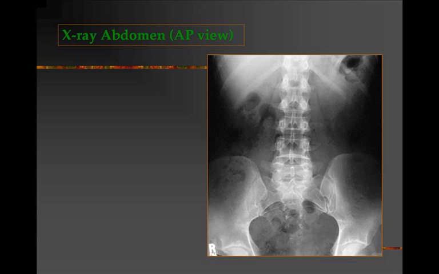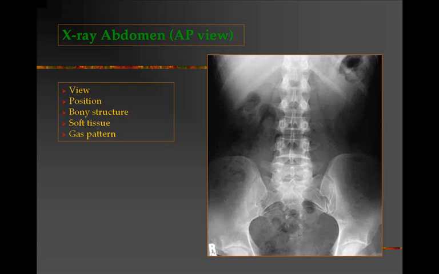As mentioned in previous modules, one goes through a sequence of steps in order to interpret an X-ray. In this particular instance, we first make an assessment of the view. In this case, it is an antero-posterior view. Next, we make an assessment of the position of the patient. This is an upright X-ray of the abdomen. We then begin our clinical interpretation by first looking at the bony structure, then the soft tissues, and finally the pattern of gas distribution.